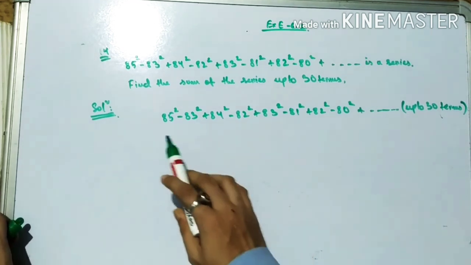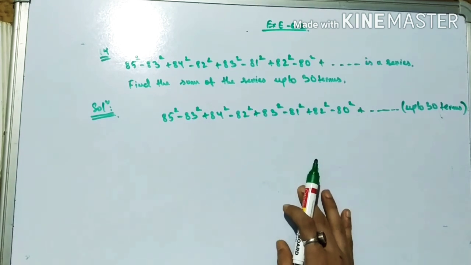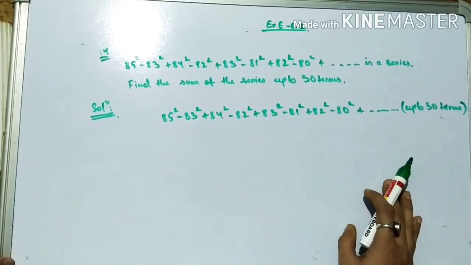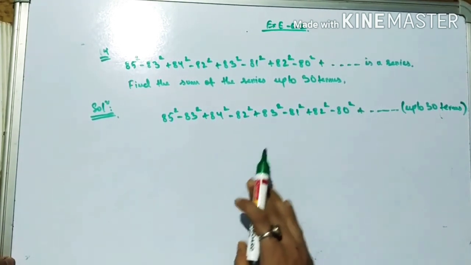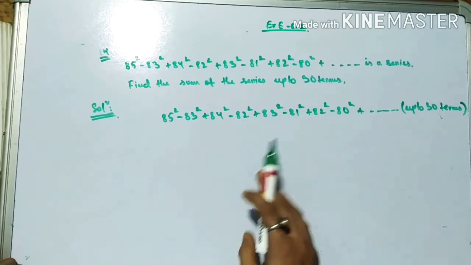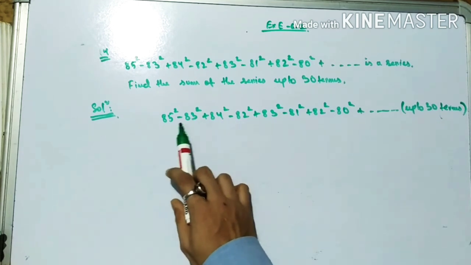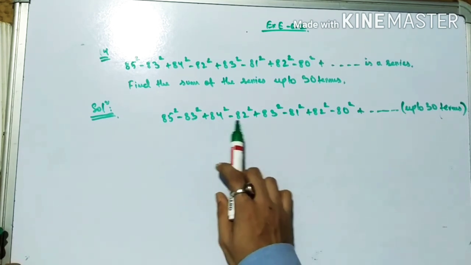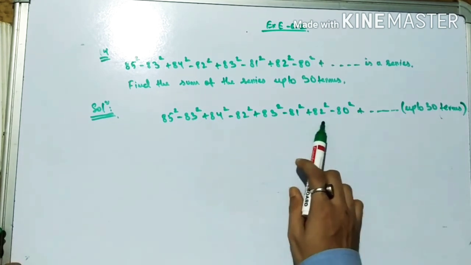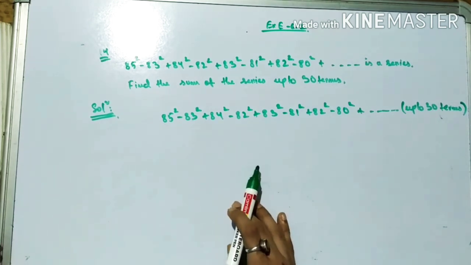So in here you see this whole thing. I will bring it into a series that will be in arithmetic progression. And how will I do it? You see, these two terms have the form a square minus b square, a square minus b square, a square minus b square.